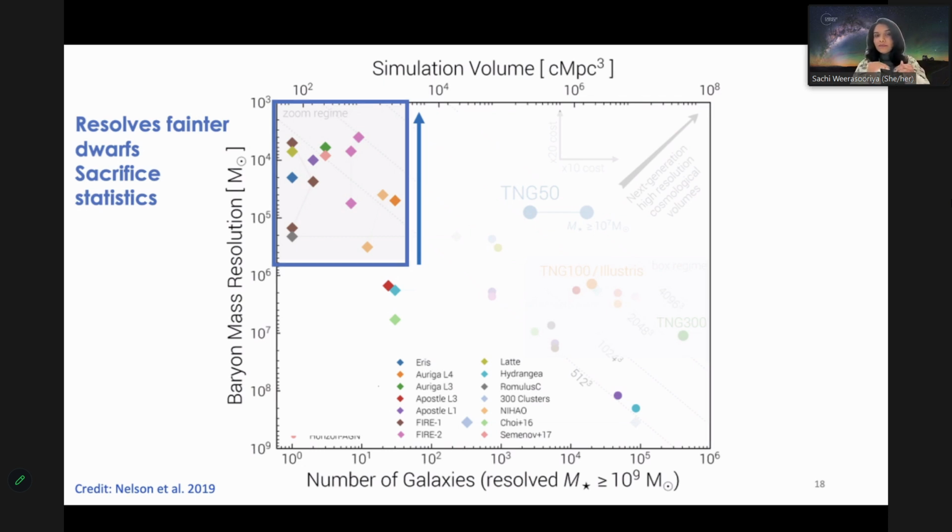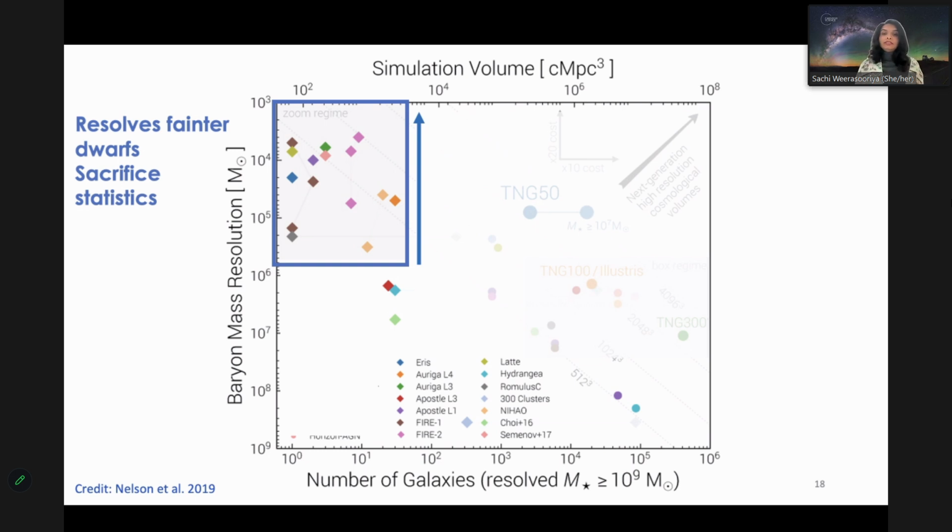So from bottom to top, the resolution of the simulation increases. So you can look at the faintest of dwarf galaxies as you go from top to bottom. Sorry, bottom to top. From left to right, the number of galaxies increases in these simulations. So the blue box I've shown you here resolves the faintest dwarf galaxies. But this comes at a price.